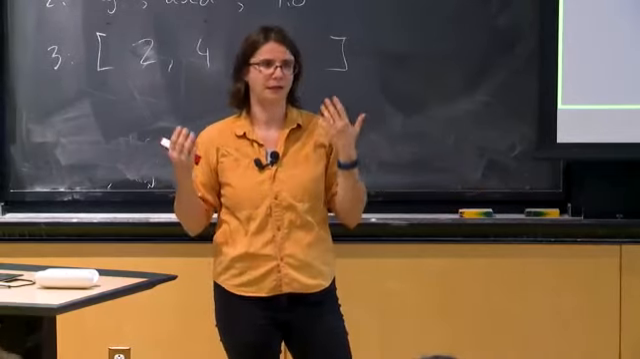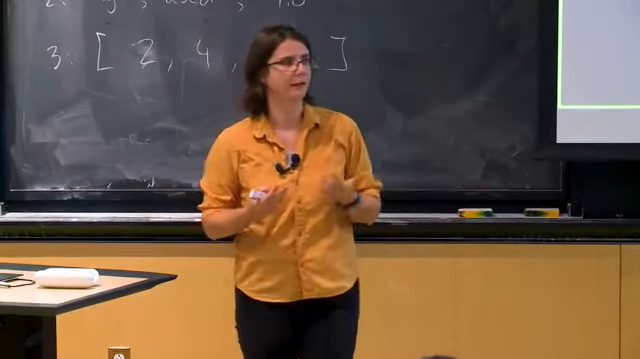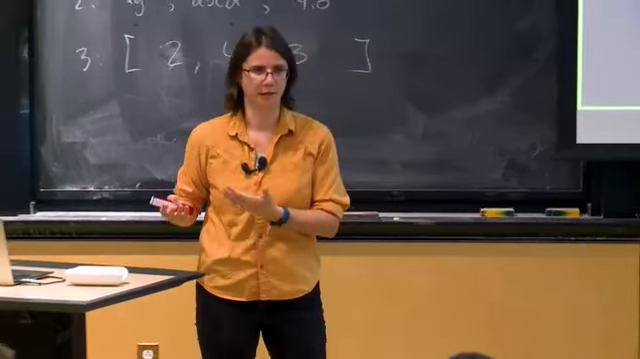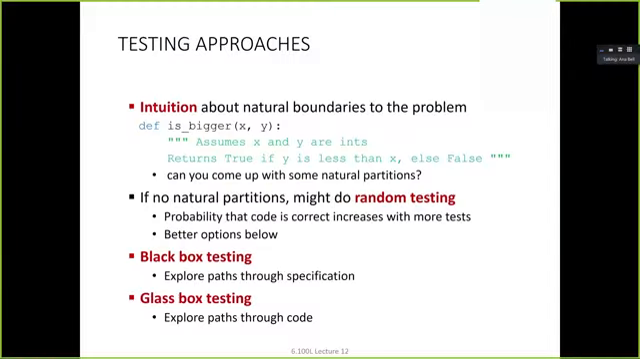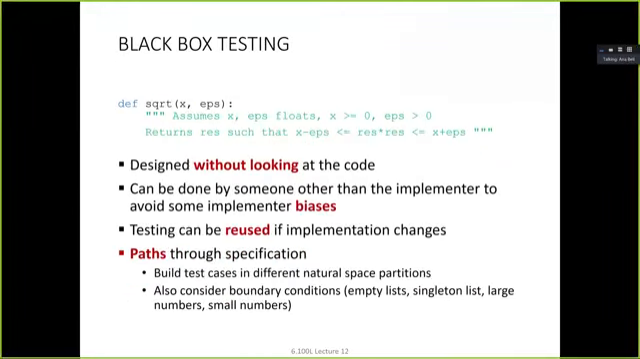And in random testing, obviously, the more test cases you have, the better chance you have of finding a bug. Right? But there are actual techniques for coming up with test cases. So the first one is called black box testing. Second is called glass box testing. Now, in black box testing, you're going to treat the code of the function as a black box.